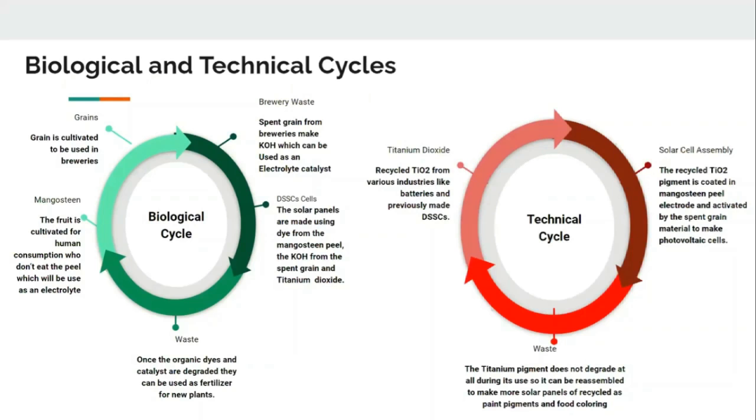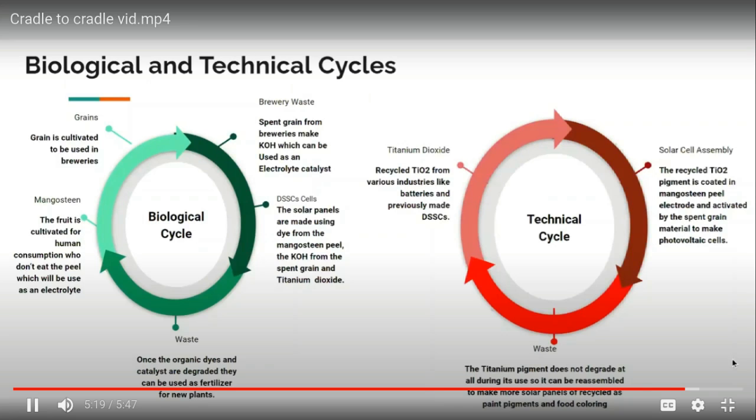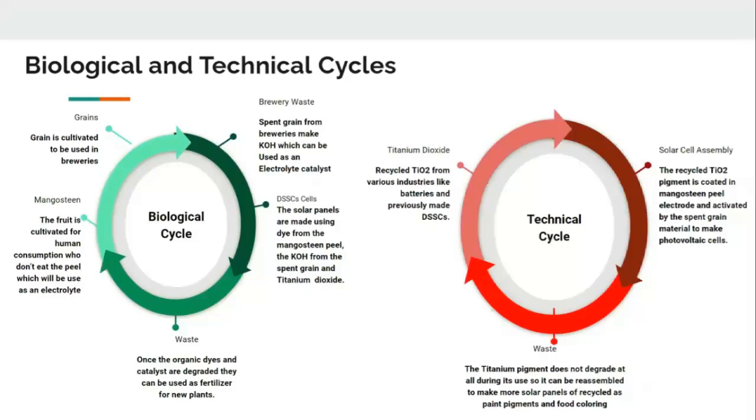And again, the assembly goes in, the titanium dioxide pigment goes in to be coated by the mangosteen peel electrode and then activated by the spent grain material to make the photovoltaic cell. And again, there's not really any waste since the titanium pigment does not degrade. The only thing that degrades is really the organic materials that can go back into the environment and make compost, and the titanium pigment can really just be used for anything from sunscreen, paint, or again, solar cells.